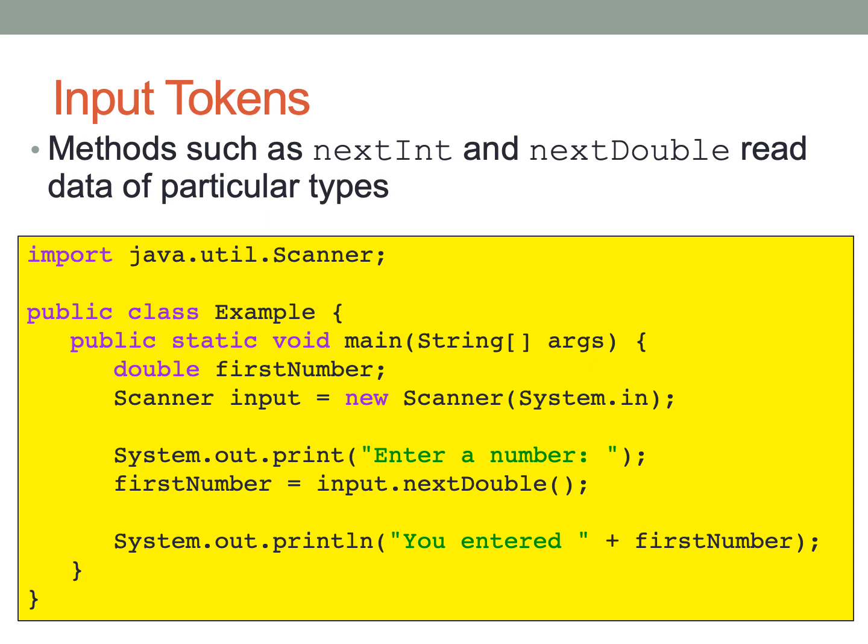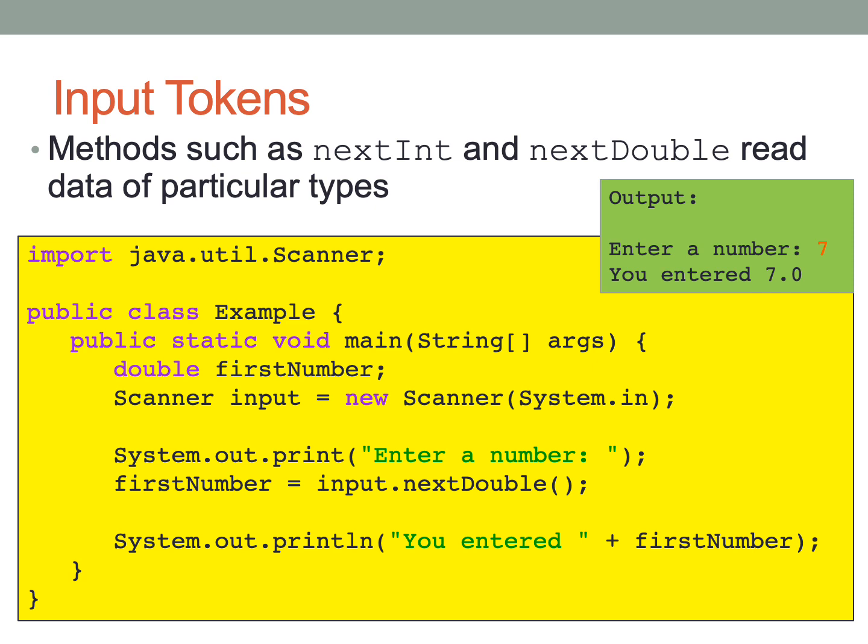What do you think the output will be if instead of using nextInt, we use nextDouble and we enter the value 7? Is this one valid? See here that we have changed our firstNumber to be of type double. When we enter 7, 7 will be changed into a double, so it will display 7.0.